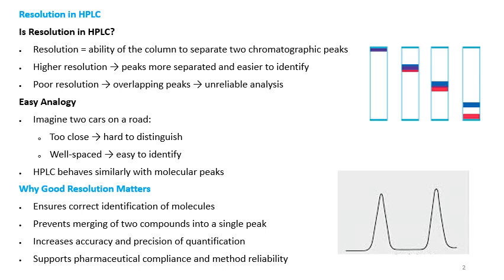High resolution means peaks are more separated and easier to identify. Poor resolution means overlapping peaks and unreliable results. So imagine two cars on the road. These two cars are very close to each other, so it will become hard to distinguish. But if these two cars are well spaced, or are some distance away from each other, then you can easily identify.